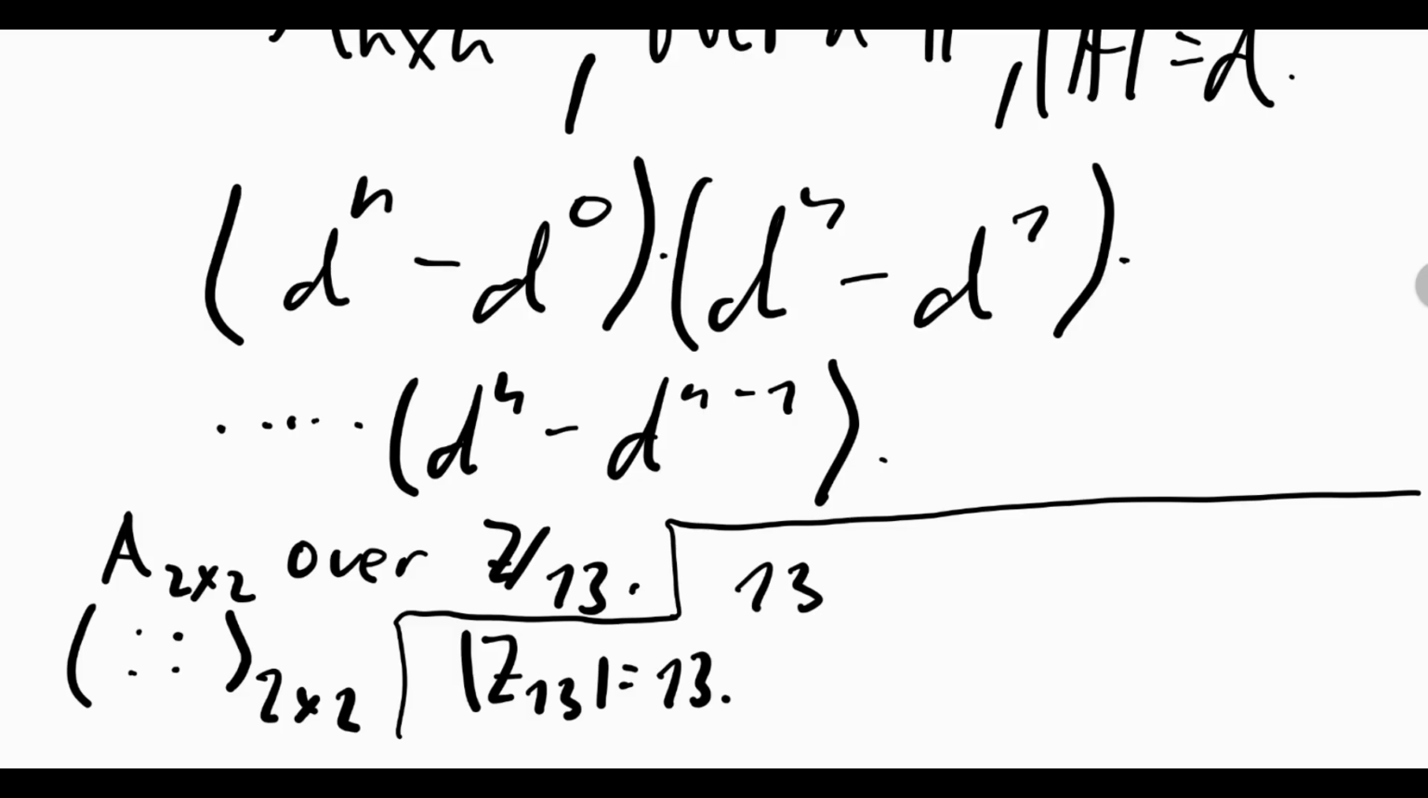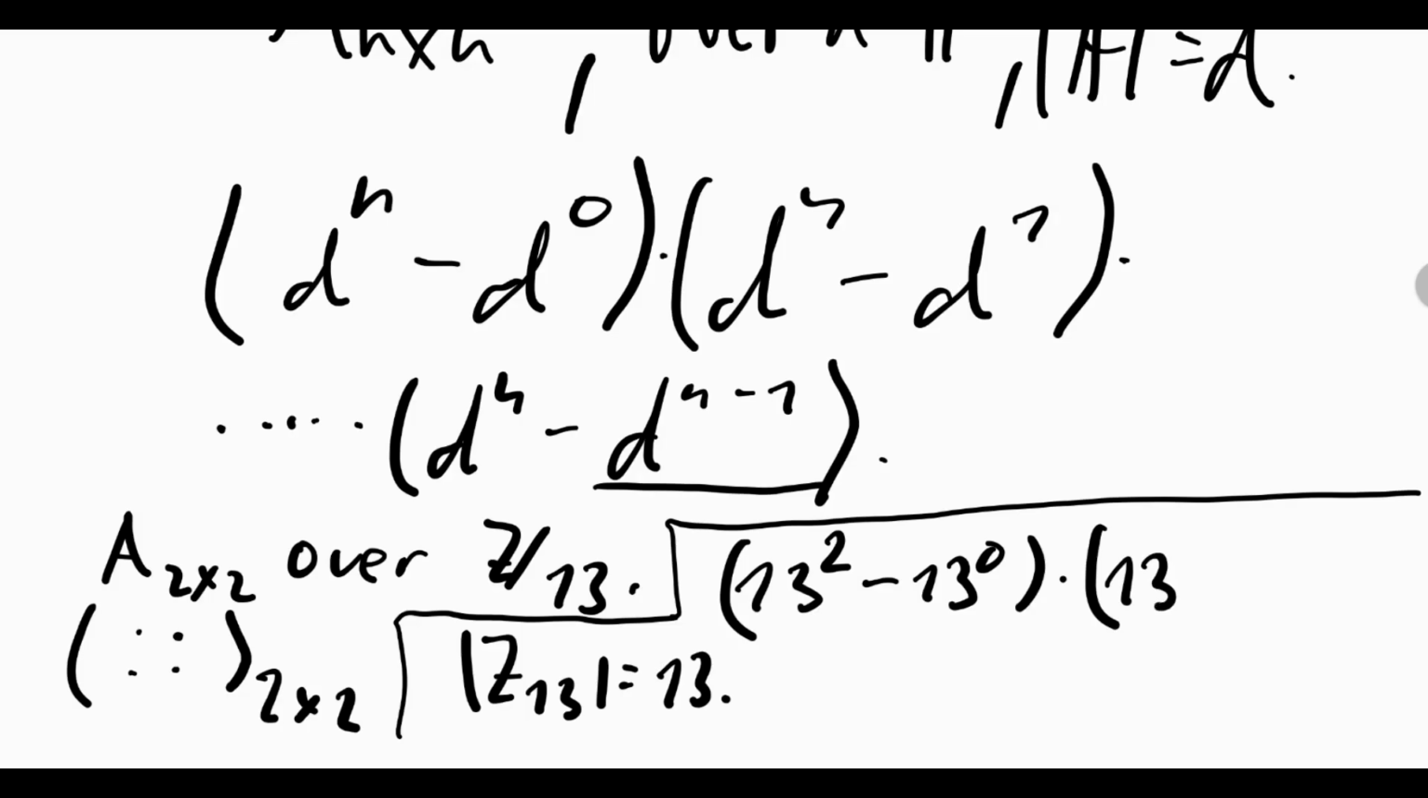Then n is 2, because we have a 2 by 2 matrix, that's this 2 right here. We subtract d to the 0, and we continue until n minus 1. Well, actually we only continue once here, because n is 2, so n minus 1 is this time 1. So it's already the first iteration. We don't have to reach a higher d to the n minus 1 in this case of a 2 by 2 matrix. We have 13 to the second minus 13 to the first, and that's it.